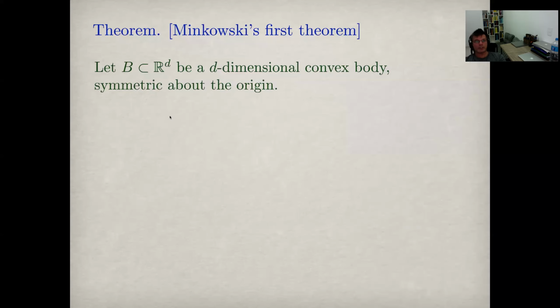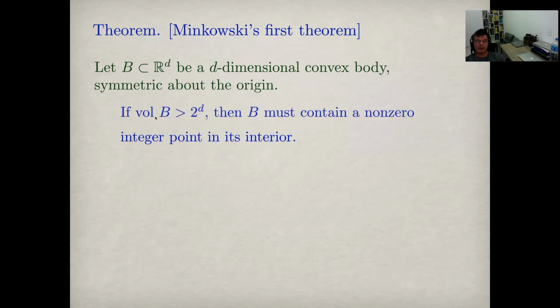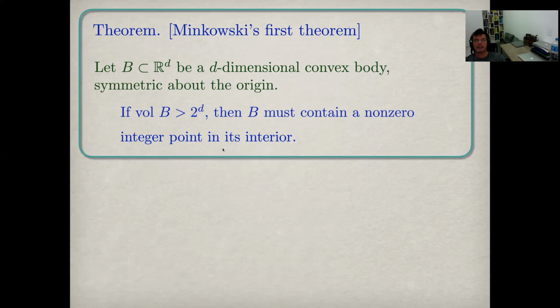Here's Minkowski's first theorem. Let B be a body in Euclidean space. And again, by a body, we mean compact, in other words, closed and bounded. Let it be a d-dimensional convex body, symmetric about the origin. Now, if the volume is bigger than 2 to the d, then it must always contain a non-zero integer point in its interior. And so innocent as it sounds, it's a very powerful result. Discovered by Minkowski, I think around 1880, 1890, maybe published officially a little bit later, but around that time.